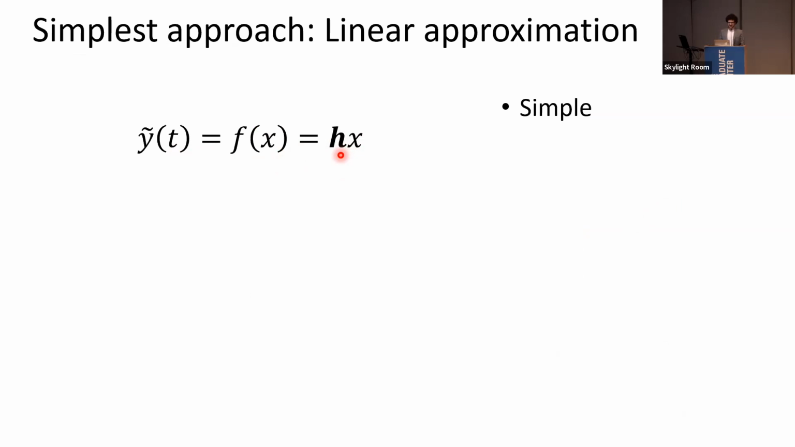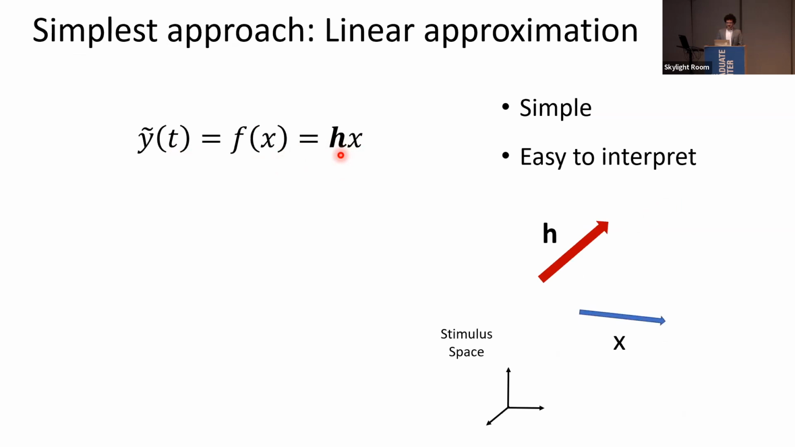And this has the advantages that it's simple and also easy to interpret, because if we imagine a high dimensional stimulus space and we imagine H as a direction in this stimulus space, then X can always be decomposed in components parallel and orthogonal to H. By construction, the changes that are going to be relevant for F in X are the ones that are parallel to H. And so to address the question of what the relevant changes in X are, we just have to measure H and we are done.